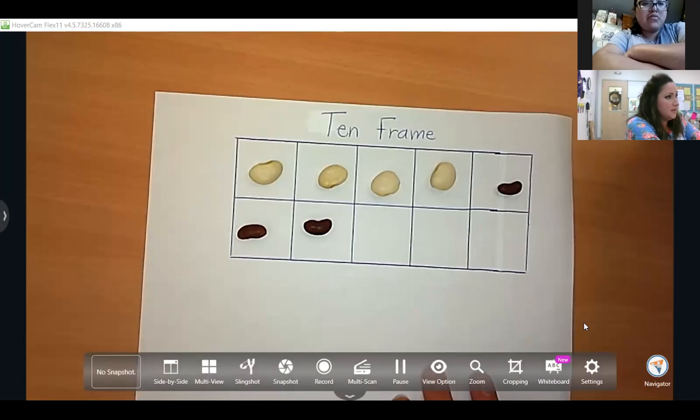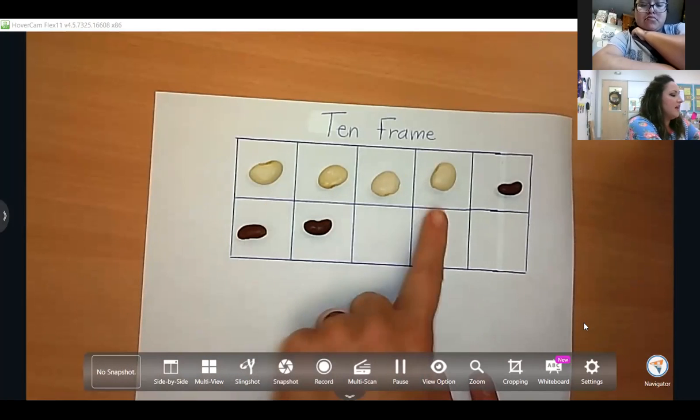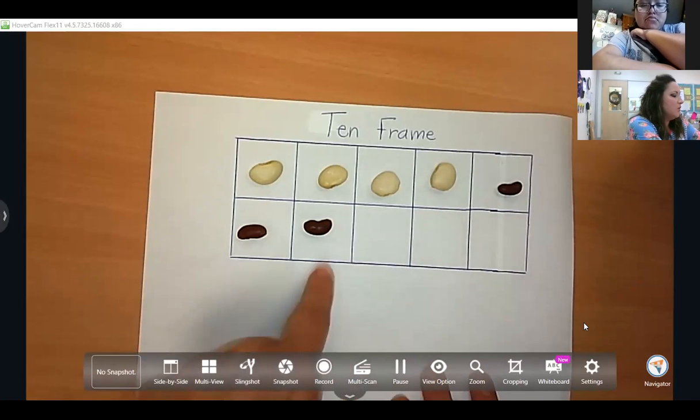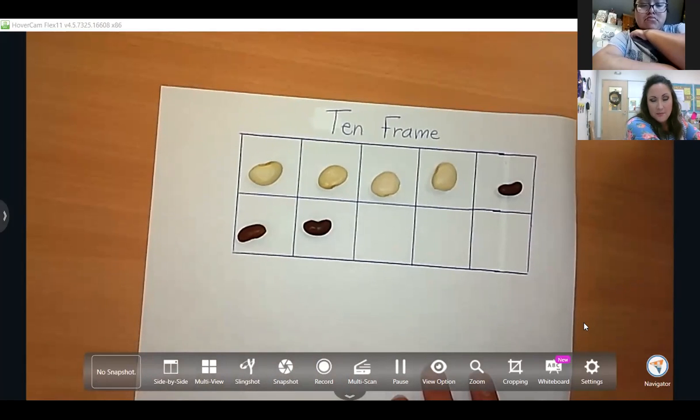3 more beans start to sprout. 3 más empezaron a crecer. How many beans in all? ¿Cuántos frijoles en todo? So if you're using your 10 frame, you see that I have 4, 3 more join, that equals 7. Y si estás usando el cuadro de 10, sabes que hay 4 y 3 más son 7.